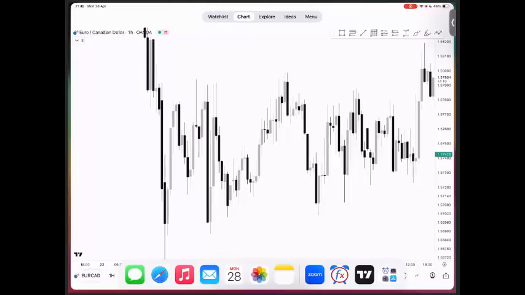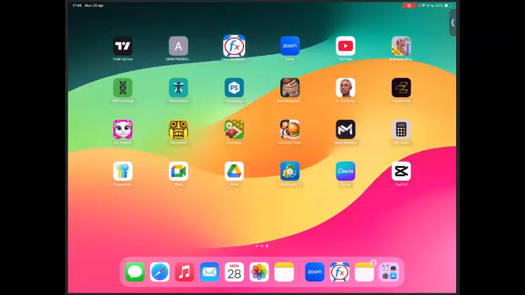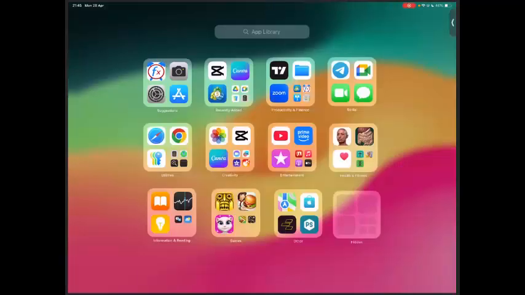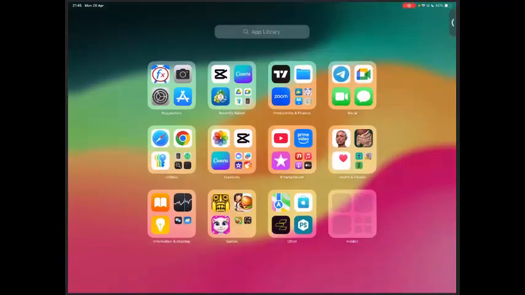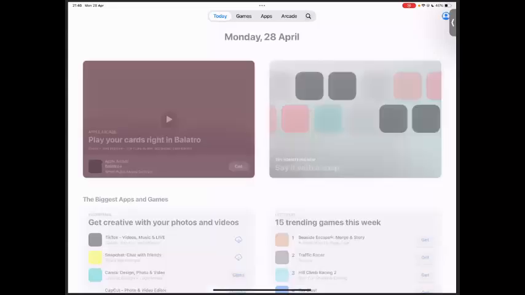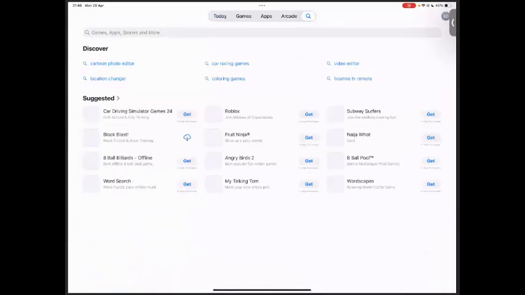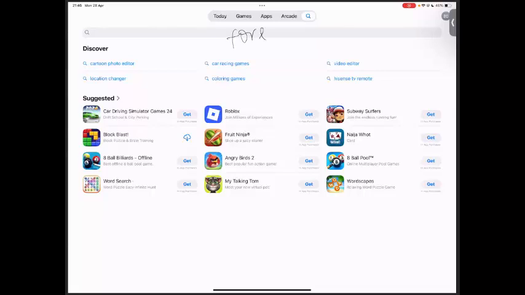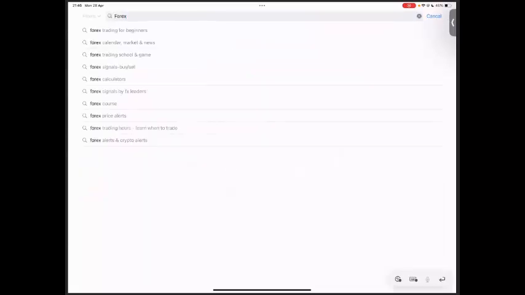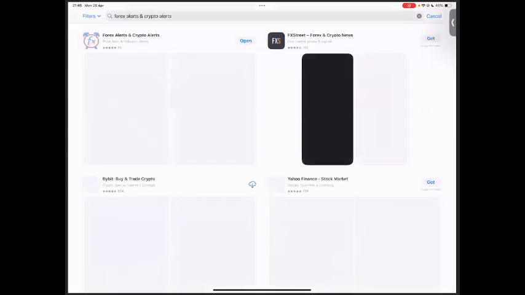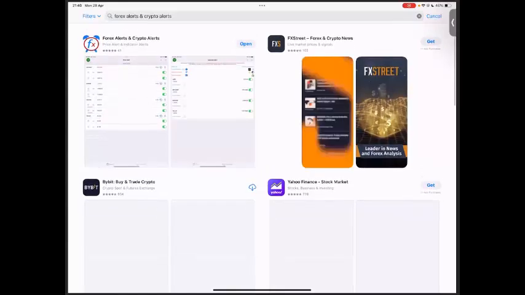Now there's an app called Forex Alerts, Forex Alert and Crypto Alert. When you go to App Store, I think it should also be available for Android users on Play Store. So just search Forex, I think Forex Alerts. When you search Forex Alerts and Crypto Alerts, all right, you see this particular app here, the first one here, that is what I'm talking about.